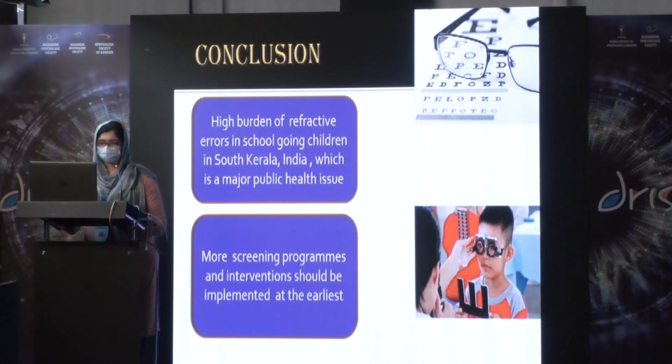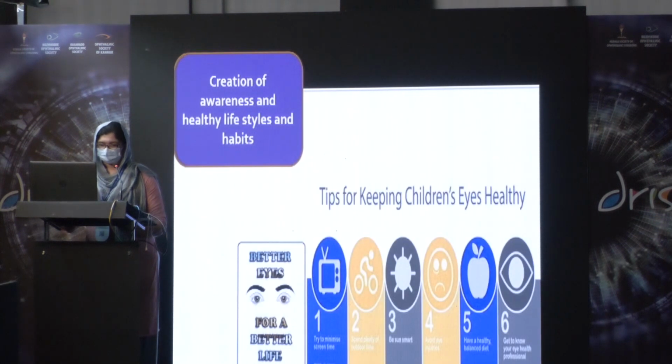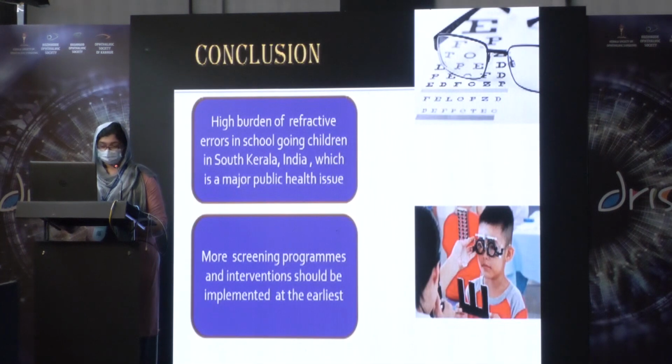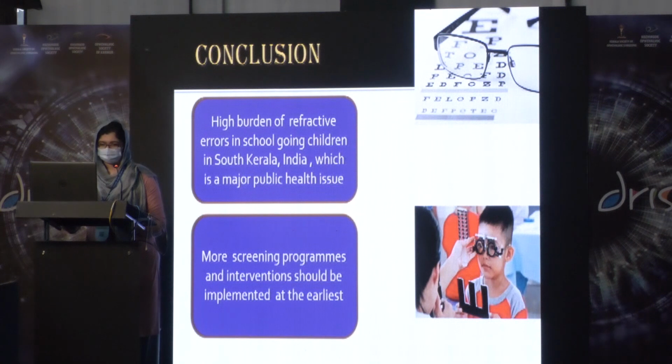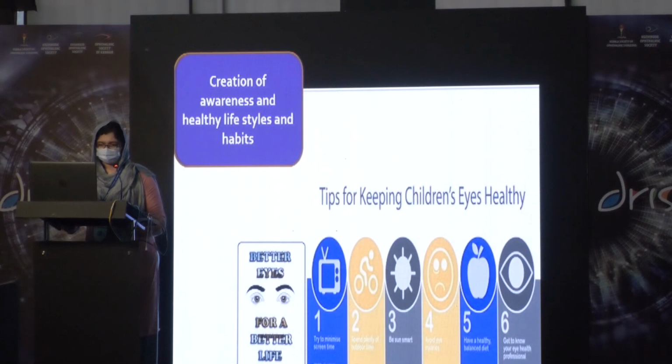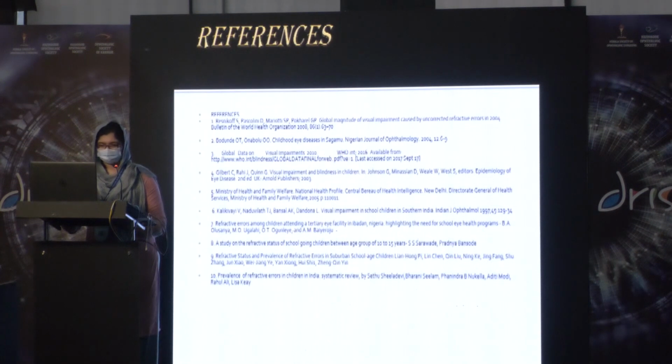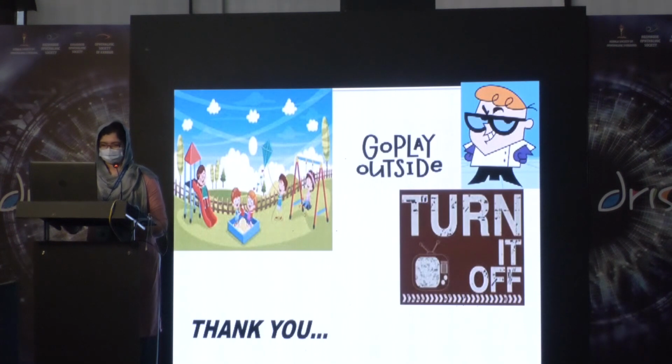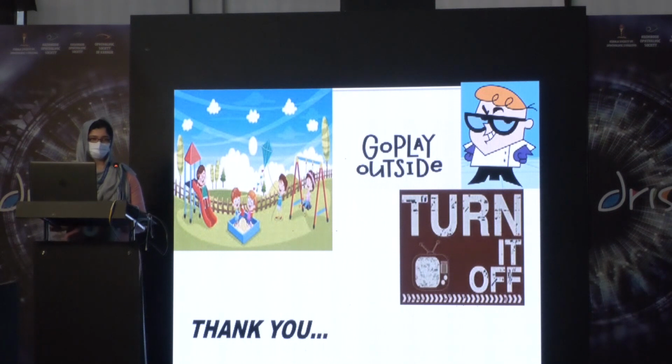Now the conclusion: our study shows a high prevalence of refractive errors in school-going children in South Kerala, which is a major public health issue. So more screening programs and interventions should be implemented, and there should also be creation of awareness of healthy lifestyles and habits. My references. Thank you.